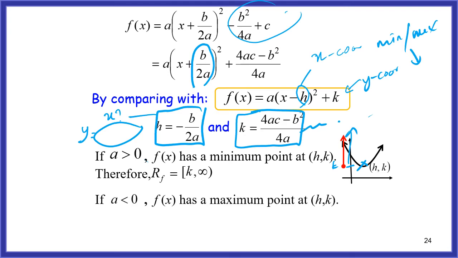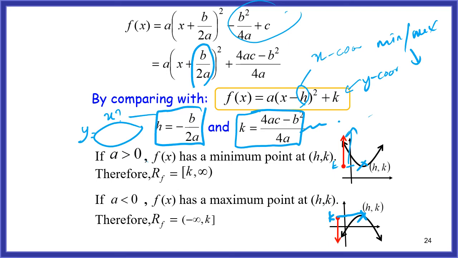If a is less than 0, which is negative, it means that f(x) has a maximum point. So the maximum point is at (h, k). The maximum value of y here is k. So our range starts from negative infinity up to k. It should go from below to above. So the maximum value of y is k, and that's why our range is from negative infinity up to k.